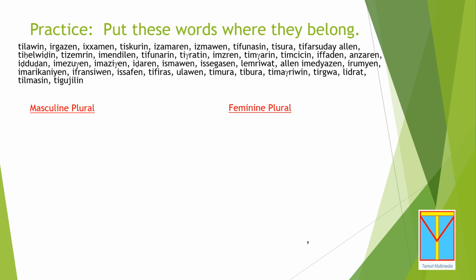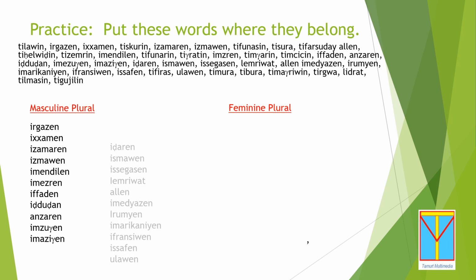imzran, timgarin, timshishin, ifadden, anzaren, idudan, imeẓẓuɣen, imaziɣen, iḍarren, ismawen, iseggasen, lemriwat, allen, imedyazen, iṛumyen, imarikaniyen, ifransiwen, isaffen, tifiras, ulawen, timura, tibbura, timeɣriwin, tiregwa, lidrat, tilmasin, tiwujilin.